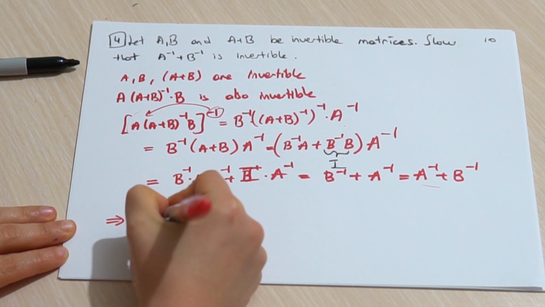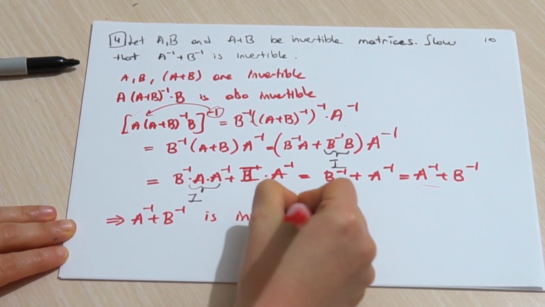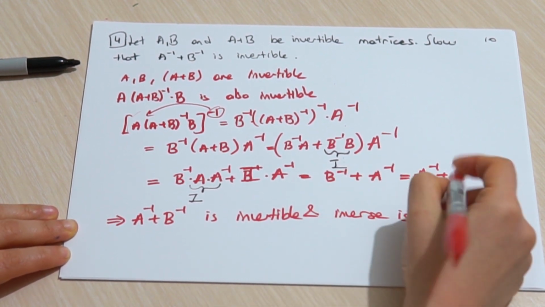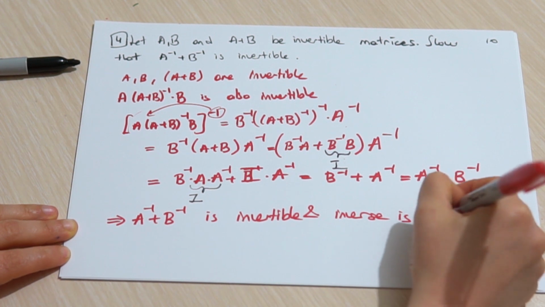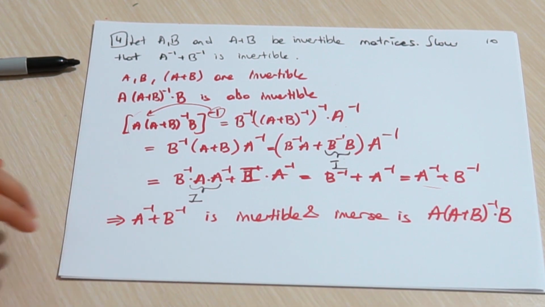So A inverse plus B inverse is invertible, and its inverse is A times A plus B inverse times B.